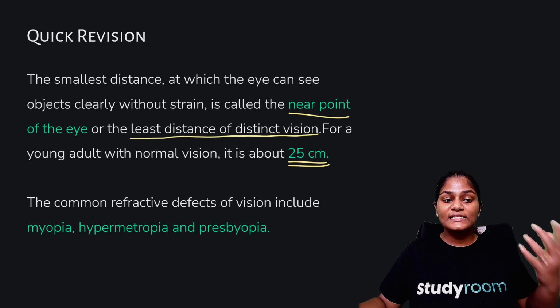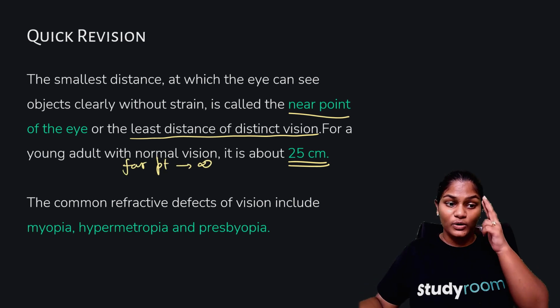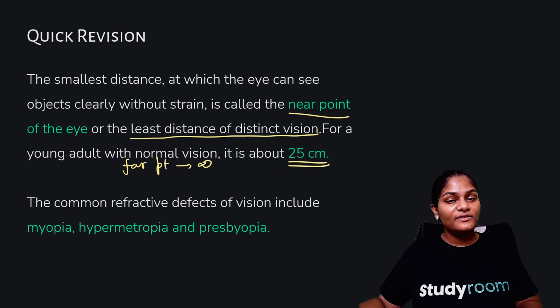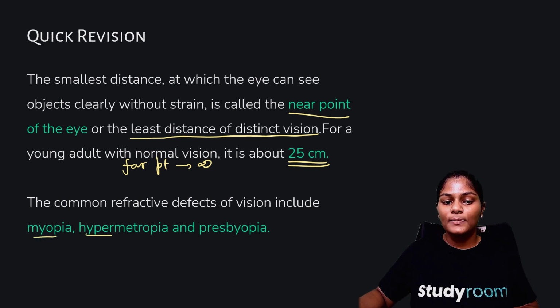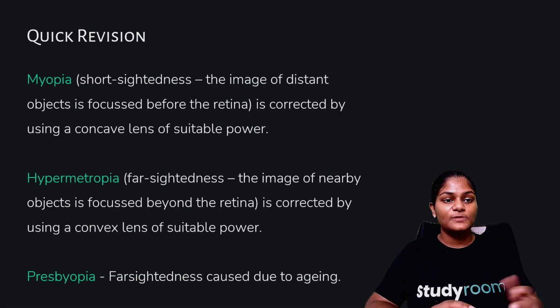Okay. And similarly, it's not given here, what is the far point? For a normal eye, the far point is infinity. Okay. Now, the common refractive defects include myopia, hypermetropia, and presbyopia. Now, what are myopia, hypermetropia, and presbyopia?